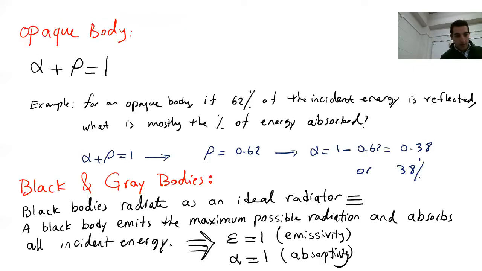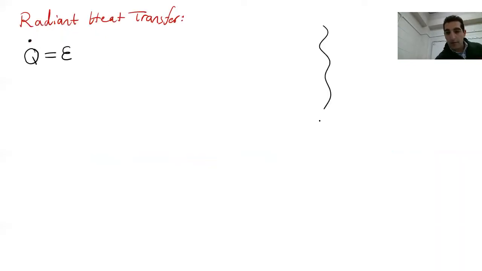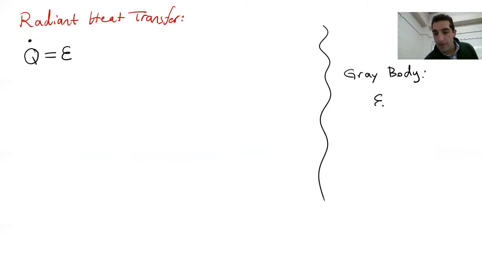By the way, if I go back, we didn't talk about gray bodies really. A gray body is a real body, not an ideal case. For whatever incident energy we have on this board, a portion will be reflected and a portion will be absorbed. So for a gray body, epsilon is greater than or equal to 0 and less than 1, and if it's 1, it's a black body. And epsilon and alpha are assumed the same in a gray body. So if you have a gray body with an epsilon of 0.5, you can assume the absorptivity alpha is 0.5. That's how we work with gray bodies.